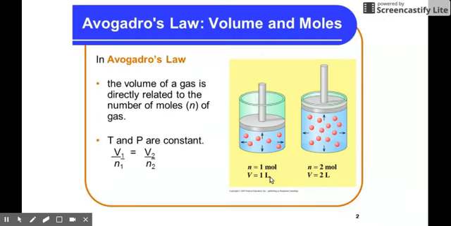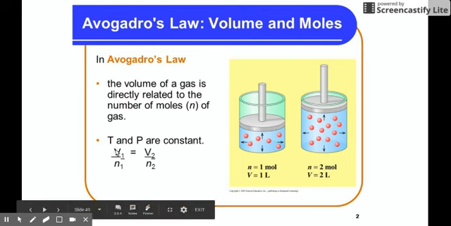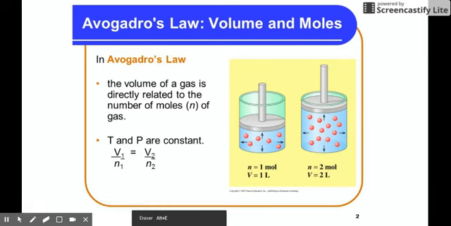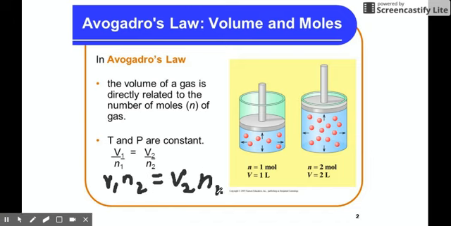In terms of an equation form, because they're directly related, the equation will become V1 over N1 is equal to V2 over N2, in which if you cross multiply, you're going to have V1 N2 is equal to V2 N1. And so that's going to be the final horizontal format of Avogadro's law for this particular concept. So that is for Avogadro's law. Let's try to proceed to the problem solving of that.